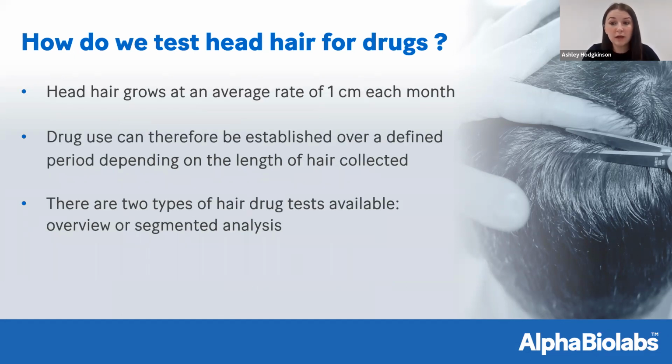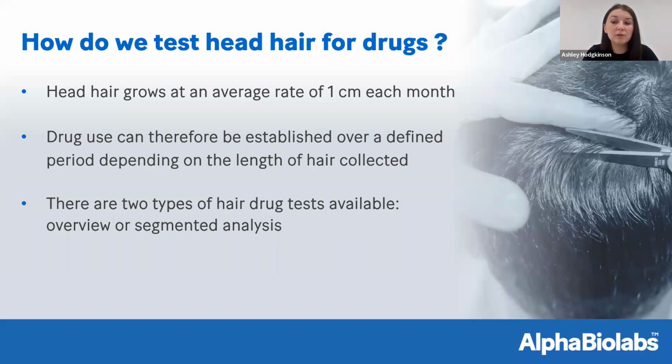So head hair grows roughly an average rate of 1 centimeter a month. So for every centimeter of head hair that your client has, we can provide a month's analysis. So for instance, if you've got my hair, it's quite long, it's over 12 centimeters. So we would know that we could go back up to 12 months if that's what was necessary for your client. If they only had 3 centimeters of head hair, then we could only look back 3 months. 6 centimeters would be 6 months, and so on. So it's entirely dictated by the length of the sample that is available from your client at the time of testing. And again, that's something that's really important to consider.